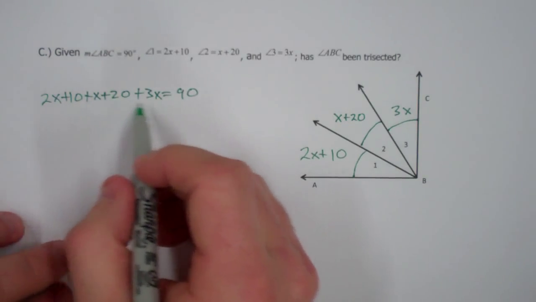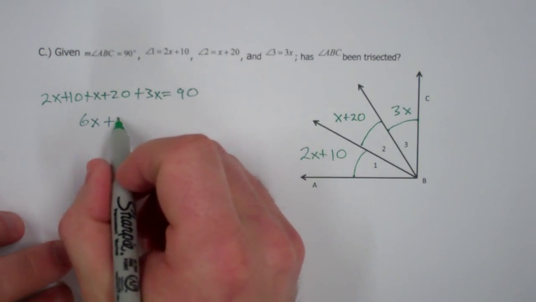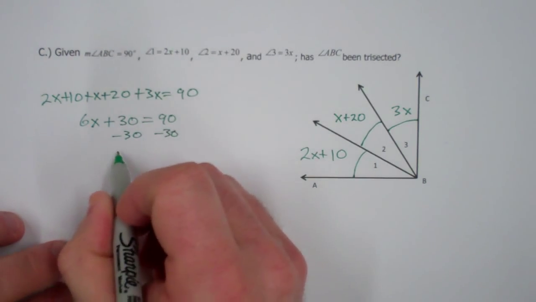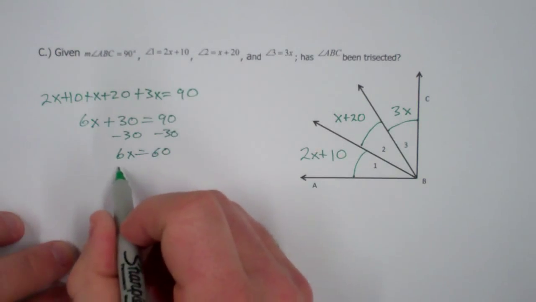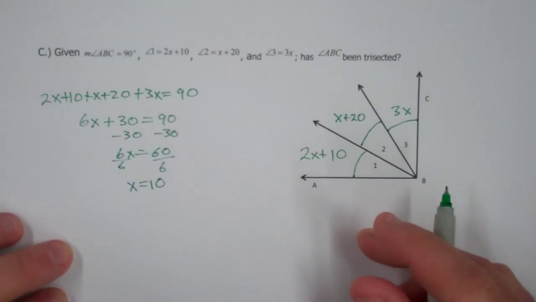Combining like terms, 2x, x, and 3x is 6x. 10 and 20 is 30. We'll subtract 30 here. 6x is equal to 60. Divide by 6, and we find x to be 10.